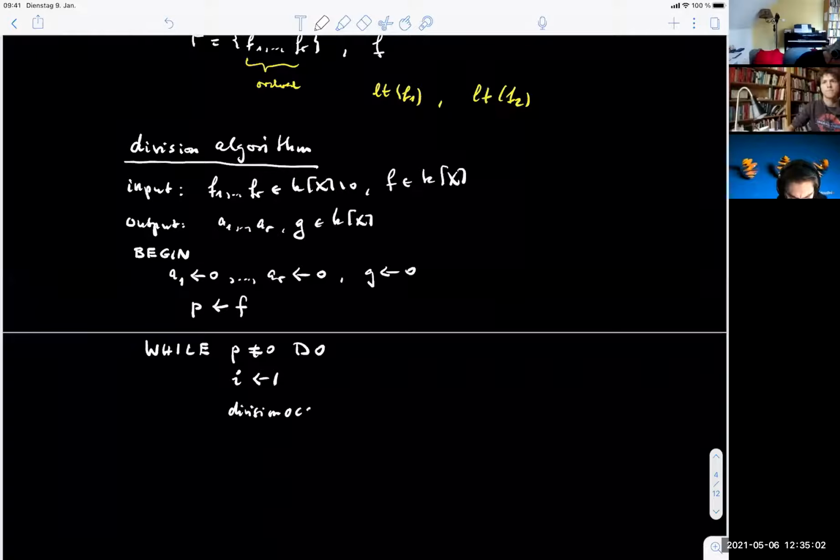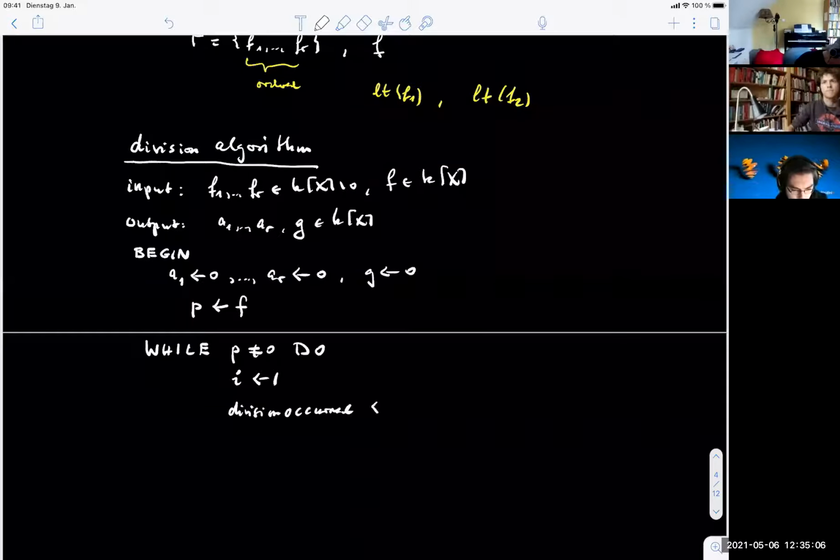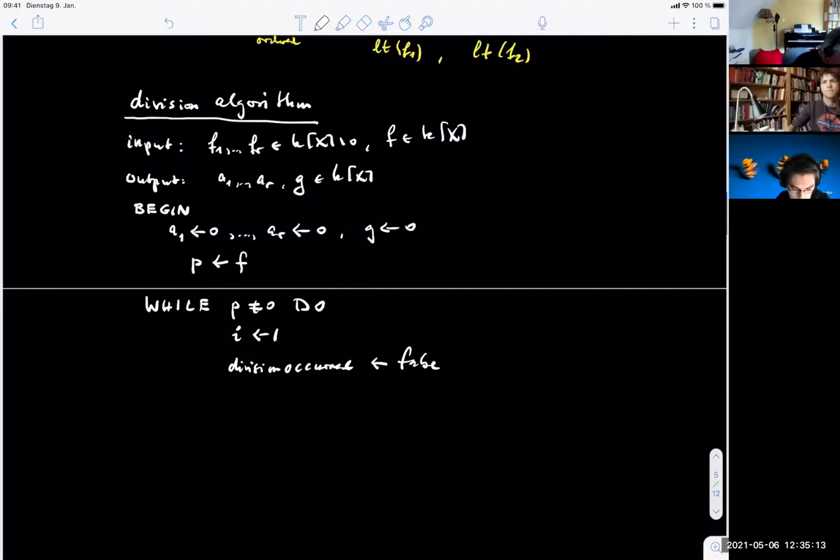Division occurred. It's a Boolean variable. This gets the value false. So far, no division occurred. Right, and then another loop.